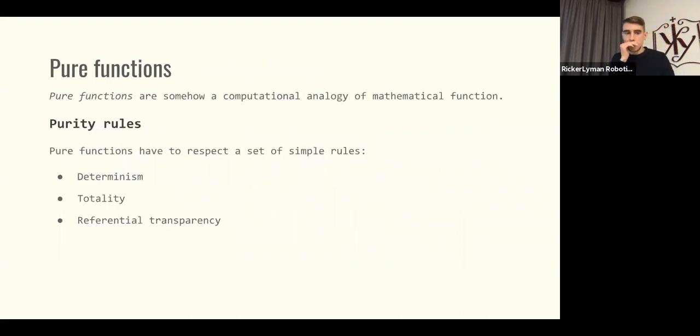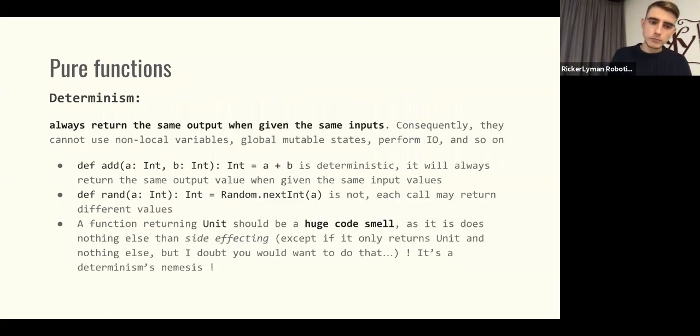And what about pure functions? Pure functions, we can think of mathematical functions, basically. And there are three purity rules of the function. One is determinism, second, totality, third one, referential transparency. So what does it mean, actually? In the case of determinism, it means that the function will always return the same output when given the same inputs. So every time I call a function, it returns the same output.